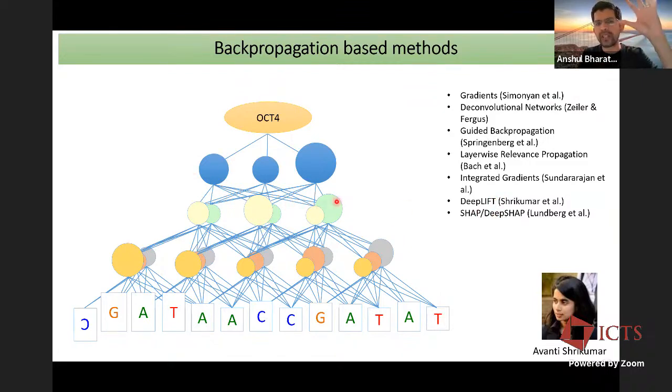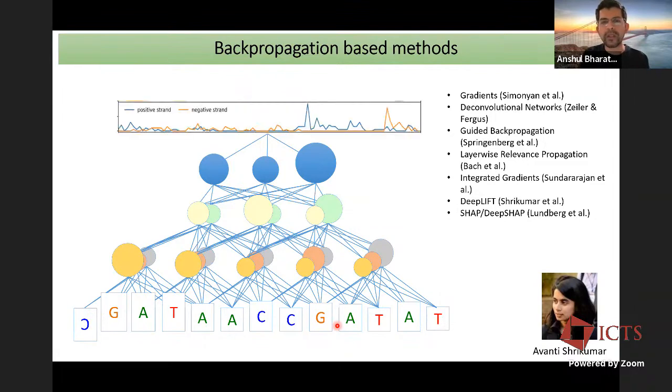Instead of using infinitesimal gradients, it uses finite differences. Okay? And there are other little tricks, bells and whistles, but effectively, it's the same idea. It's an efficient backpropagation algorithm that can take the output prediction of a model and, in one backward pass instead of tons of forward passes, which is the brute force approach, it can give you the importance scores or the contribution scores of every base in the input sequence.